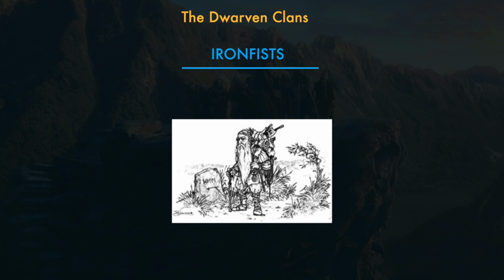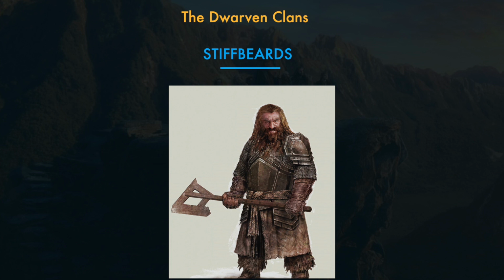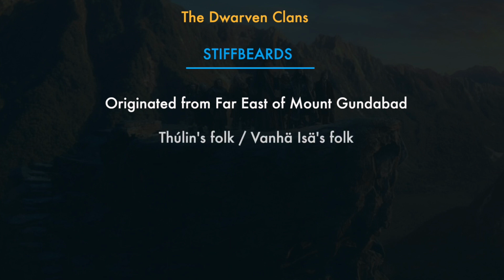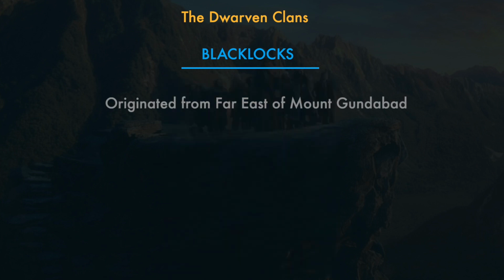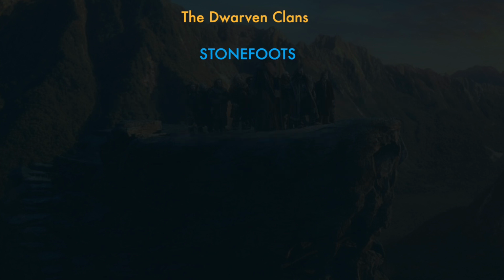The Iron Fists originated far from east of Mount Gundabad. They were also known as Sindri's folk or Teller's folk. The Stiffbeards originated from far east of Mount Gundabad. They were also known as Tulin's folk or Vanha Isa's folk. The Blacklocks, who also originated from east of Mount Gundabad, were known as Vigdis's folk or Druin's folk, the tribe of Druin the Proud or Vigdis.